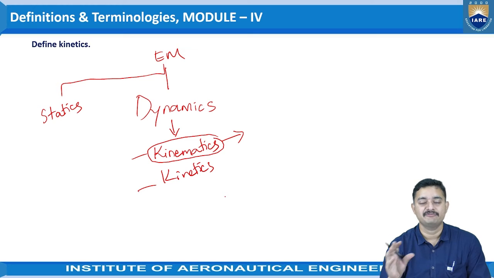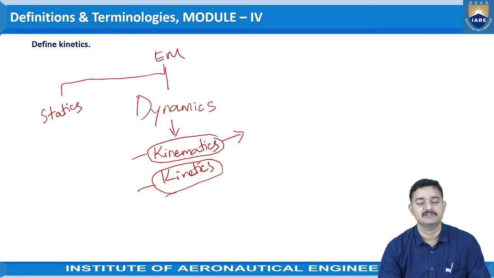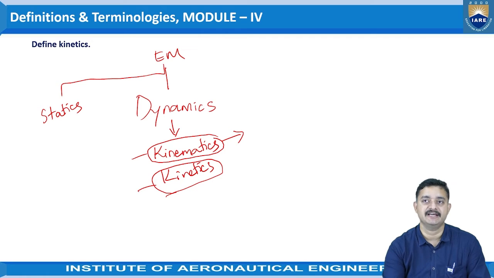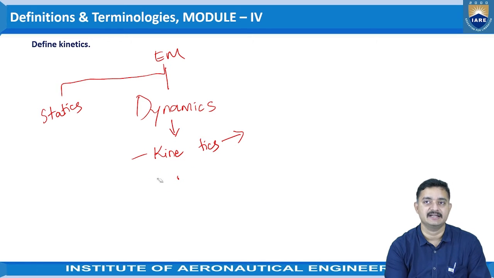So if the movement of that football alone is considered, without considering the strength used through the leg to move that ball, then it will be treated as the kinematics part of the dynamics. Wherein if the strength, the force used for kicking that ball is also considered, then it will be treated as the kinetics part of the dynamics. So that is the difference between kinematics and kinetics.